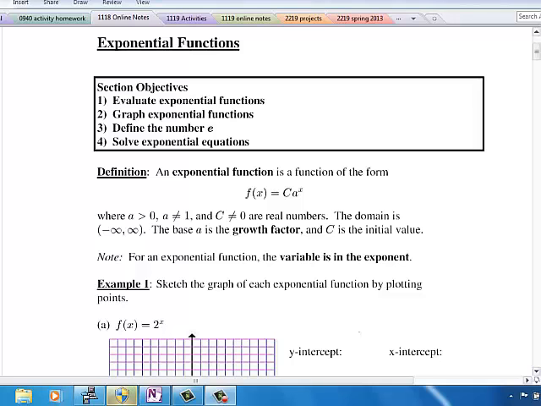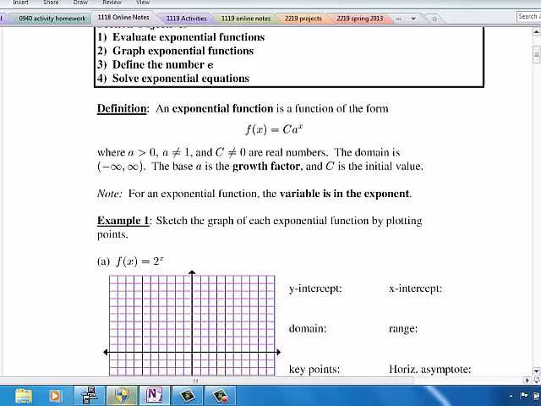In this video, we're going to explore exponential functions, which will be a new function for us in this course at least. We're going to evaluate exponential functions, graph them, define the number e, which is a common base for exponential functions, and solve some basic exponential equations. We'll solve more complicated exponential equations in a later video where that's the focus of the video.